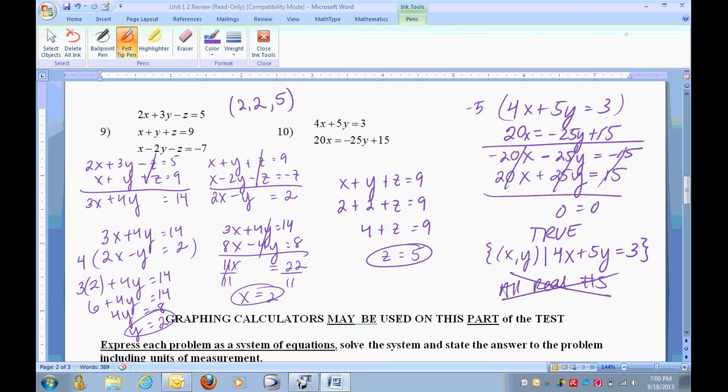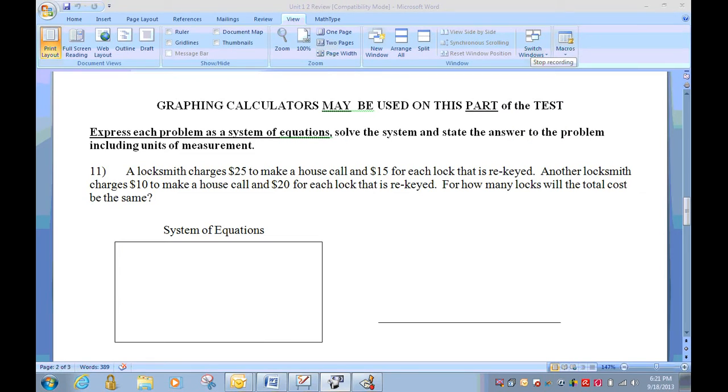Now, the next part is without your calculator, so be prepared to put your calculator away at this point in your test. Okay, so this is the part of your test that you will be able to use a graphing calculator on. And the directions are to express each problem as a system of equations, solve the system, and state the answer to the problem, including units of measurement.